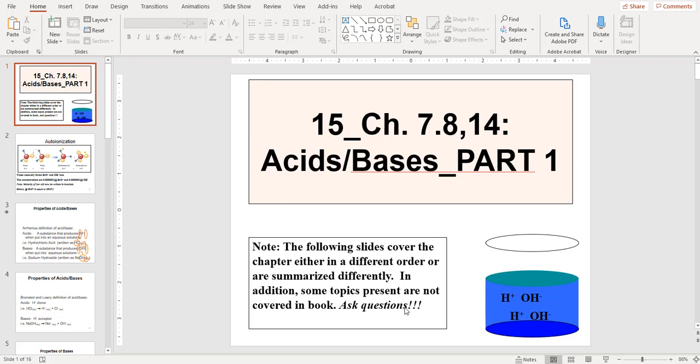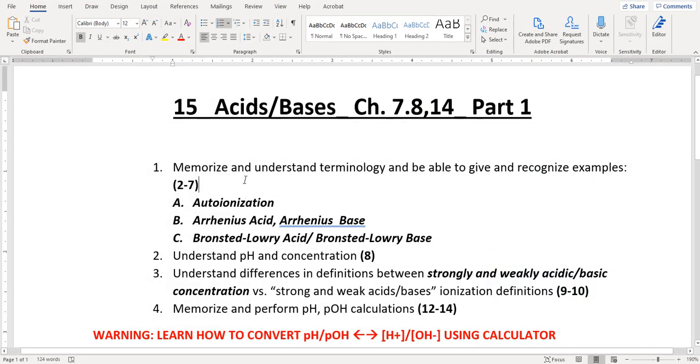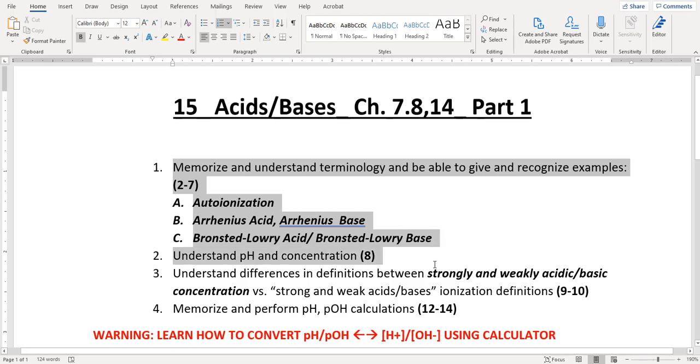Mr. T here. This packet 15 focuses on acids and bases, part 1. In this packet, we're going to learn about terminology of acids and bases, which you'll have to memorize. Other terminology includes autoionization, and then very specific definitions of what an acid and base is.